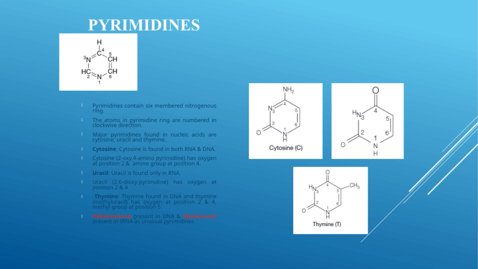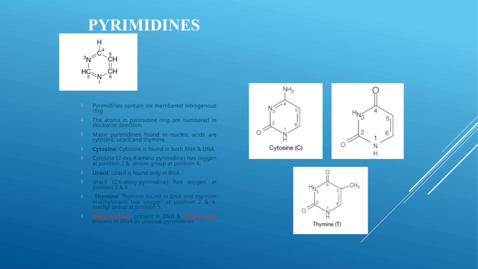Lastly, thymine is another pyrimidine found in DNA. It is similar to uracil, but has a methyl group attached at position 5, making it methyluracil. Thymine also has oxygens at positions 2 and 4. The presence of this methyl group helps distinguish DNA from RNA and contributes to the stability of the DNA molecule. Additionally, there are some unusual pyrimidines like methylcytosine, which is present in DNA, and dihydrouracil, found in tRNA.